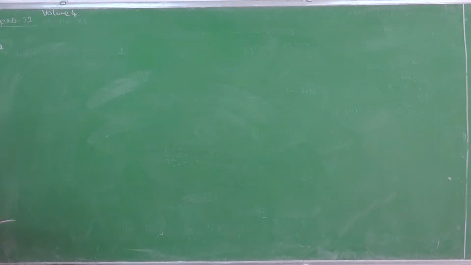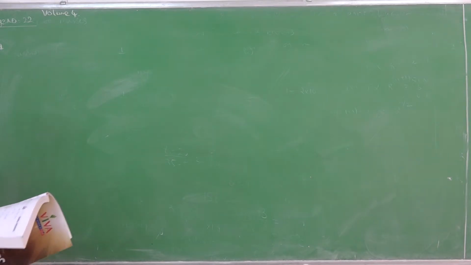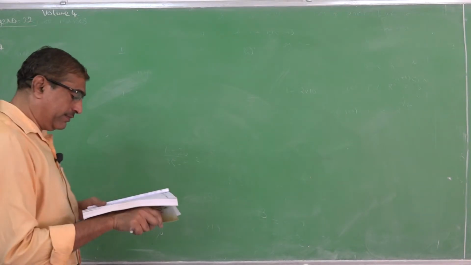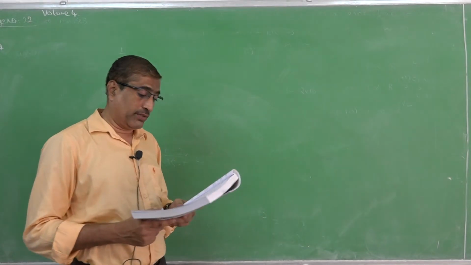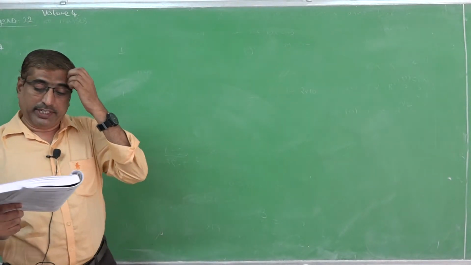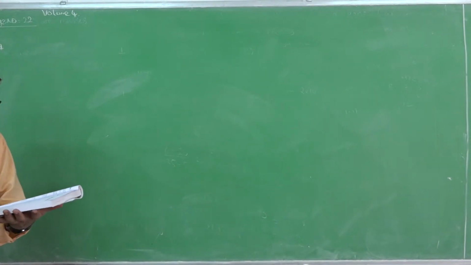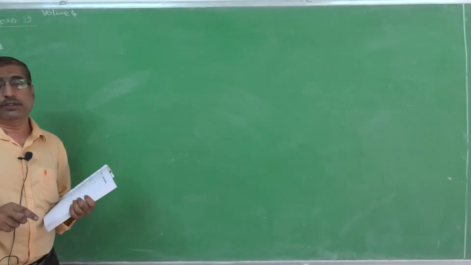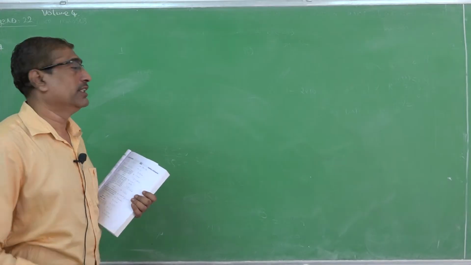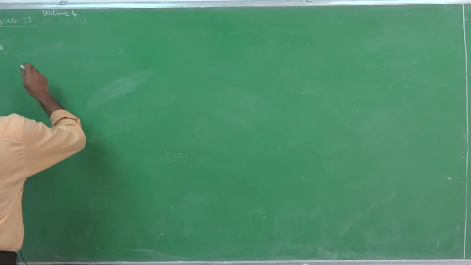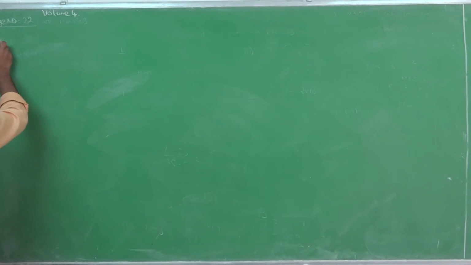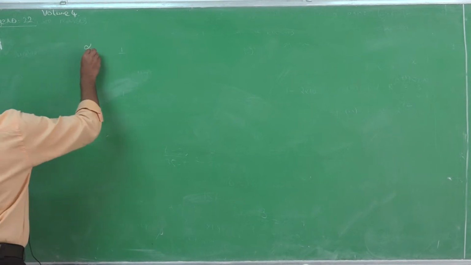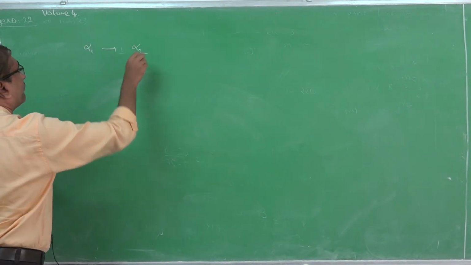Now, the next one. If the coefficient of linear expansion changes from alpha 1 to alpha 2 linearly in a rod of length L, find the increase in length for a 10 degree rise of temperature. Here, the coefficient of expansion changes. The problem number is 179. It changes from alpha 1 to alpha 2.